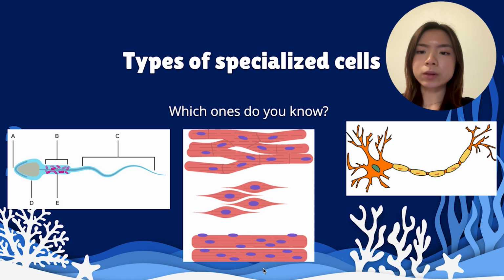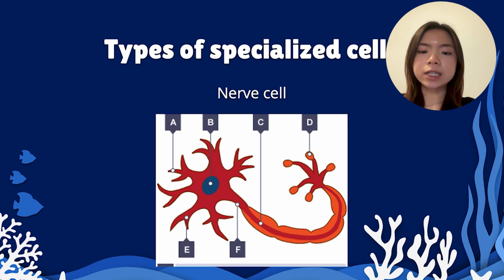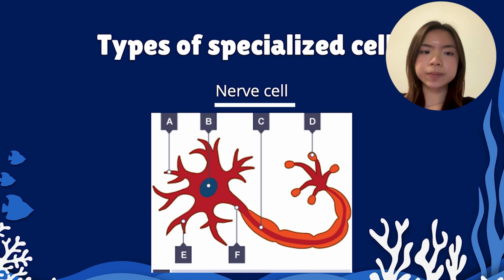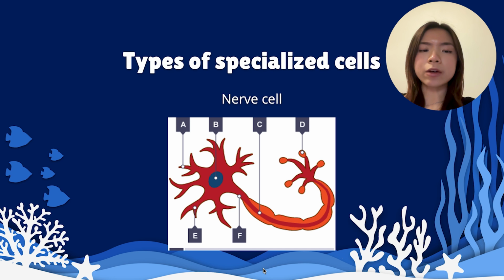So in general, some specialized cells such as egg cells and sperm cells work individually, while other cells are adapted to work as part of a tissue, which forms an organ, which then forms an entire organism. So the first cell we're going to dive deeper into is the nerve cell. And here is a photo of a nerve cell, which has the parts A to F labeled. Feel free to pause the video now and try to fill in the labels.